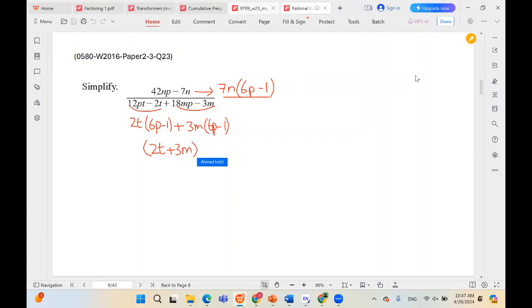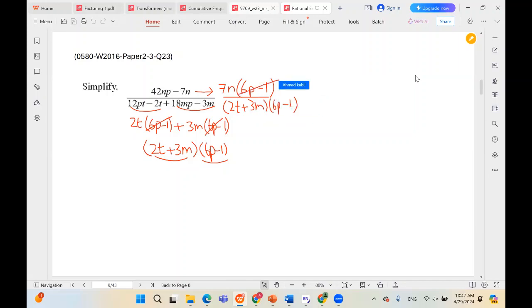So we take out 6p minus 1 as a common factor. We are left with 2t plus 3m times 6p minus 1. So we write that down: we have 2t plus 3m and 6p minus 1.